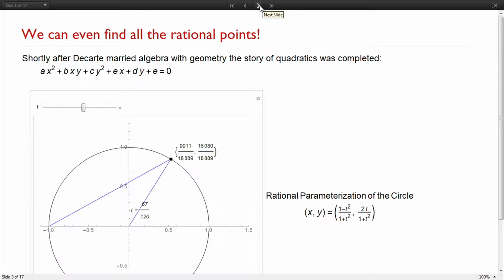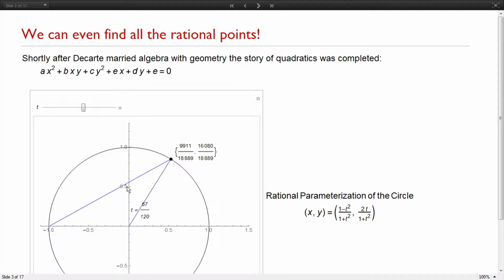We can even find all the rational points on conics, and this is a classic rational parameterization of the circle. The basic idea is you start with one known point with fractional or rational coordinates, and you pick a point on the y-axis that's also rational, and that line intersects the curve in one other place, and that has to be rational too, because you end up with a root of a quadratic. If one of them is rational, the other has to be rational.